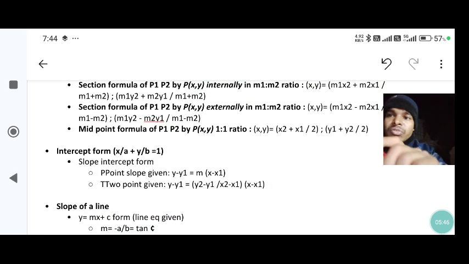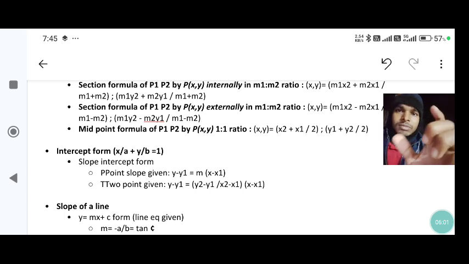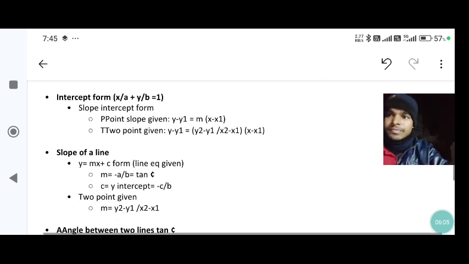And the midpoint formula: for the midpoint of the points p1 and p2 divided by point p x comma y in the ratio 1:1, the coordinate of p x comma y is x1 plus x2 by 2, simply the average, and y1 plus y2 by 2.